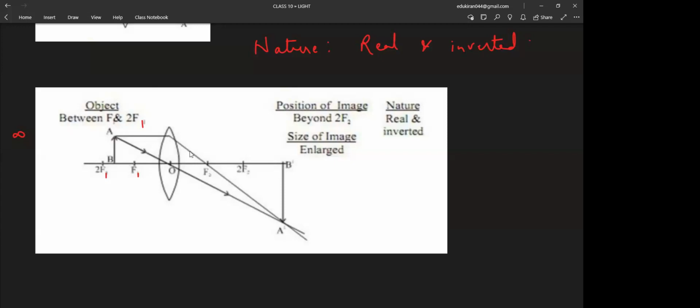So one ray converges through the lens. Second ray passes through the optical center and it retraces itself. Here we are getting the image beyond 2F. And what is the size of the image? This is enlarged than the object. And what's the nature? See, real and inverted. Right? So this is the next case. One more case.